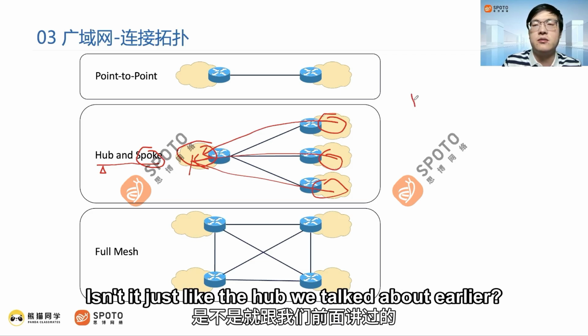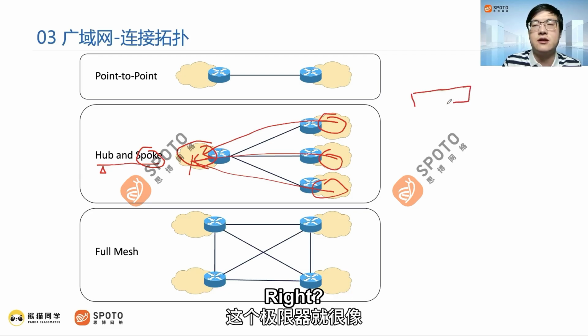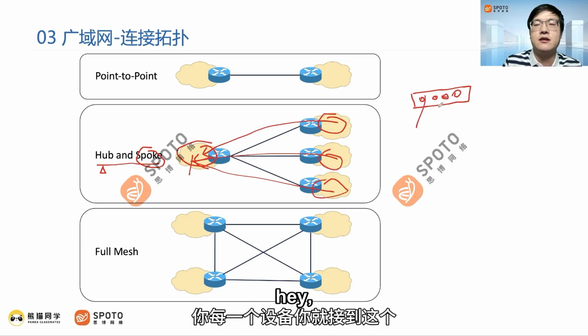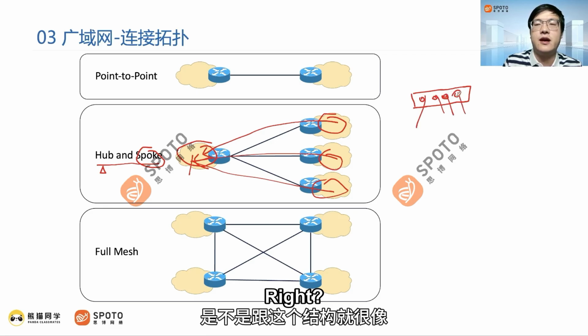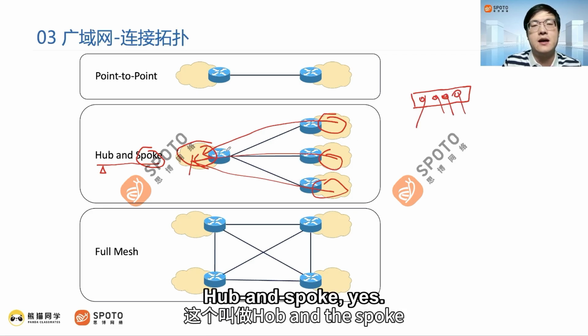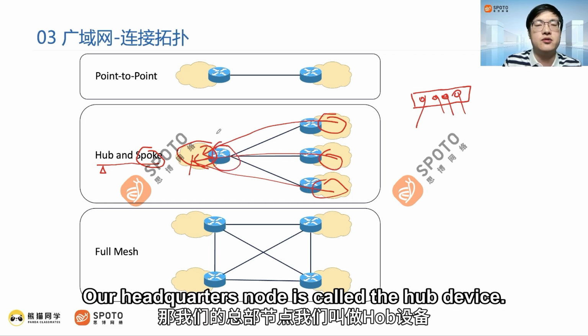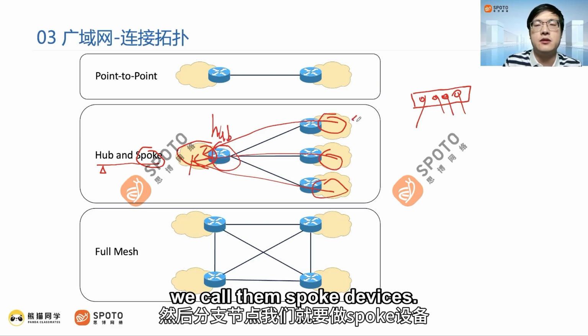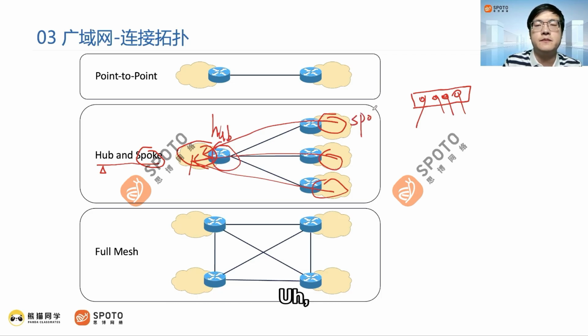Isn't it just like the hub we talked about earlier? Over here, it has many ports for you to connect to. You connect each device to this, one port each. Isn't that structure very similar? This is called hub and spoke. Our headquarters node is called the hub device, and the branch nodes we call spokes, such a structure.